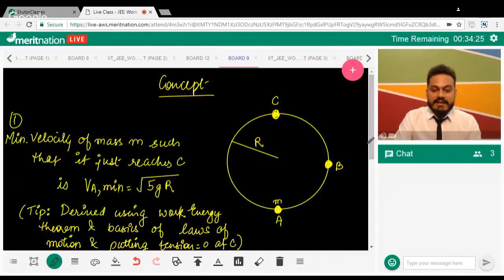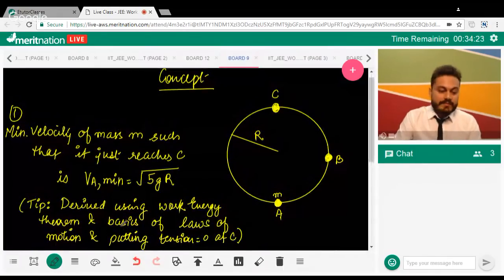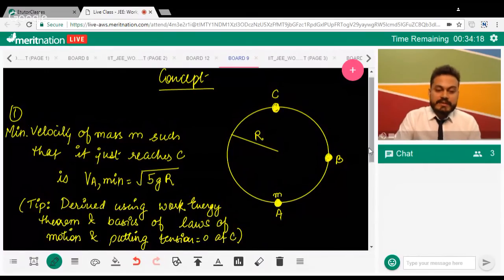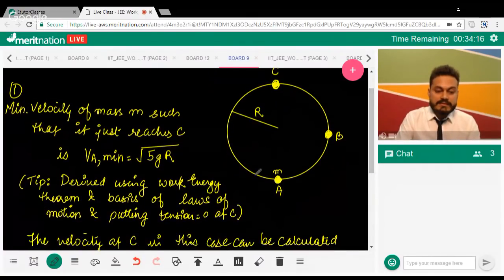So let's see the concept behind it, which is the motion of a particle in circular motion. The question is: what should be the velocity at A such that it reaches C? Just reaches. If I make it easy, what should be the velocity here such that it just reaches C, the diametrically opposite point?